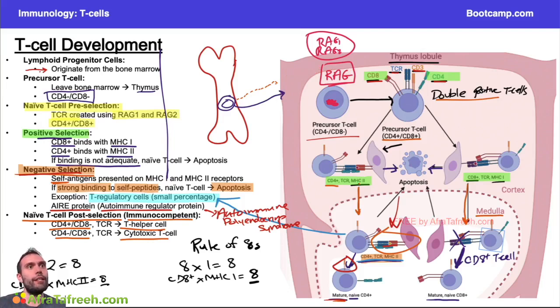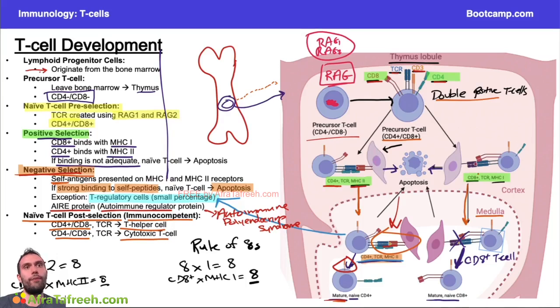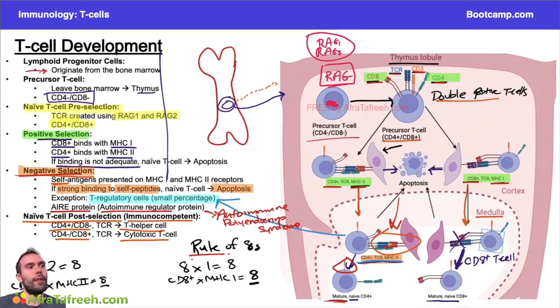Okay, so again, if we initially bind to MHC2 on thymic cortical epithelial cells, we will then probably go down the CD4 positive route. If we bind to MHC1, we'll go down the CD8 positive route. You can always remember that with your rule of eights. Okay, so the first step was positive selection. We wanted to see if there's adequate binding to an antigen that is not self, right? Some other foreign antigen usually.